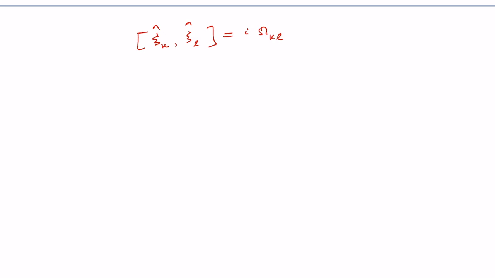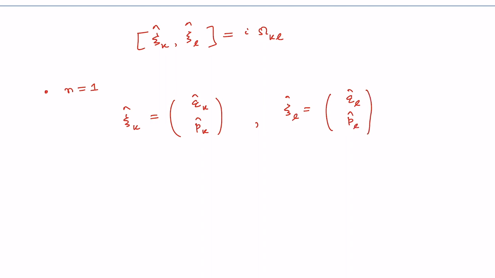So let us prove it for the simplest case, for n is equal to 1. For n is equal to 1, I can write ξ_k as (q_k, p_k), and ξ_l is equal to (q_l, p_l), just two variables, q and p for ξ_k and q_l, p_l for ξ_l.